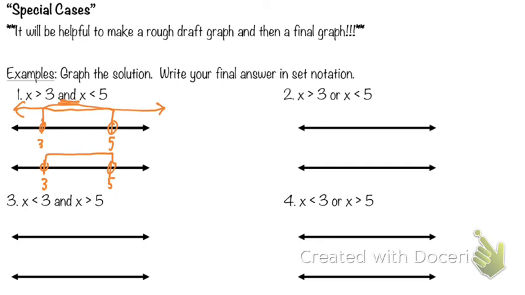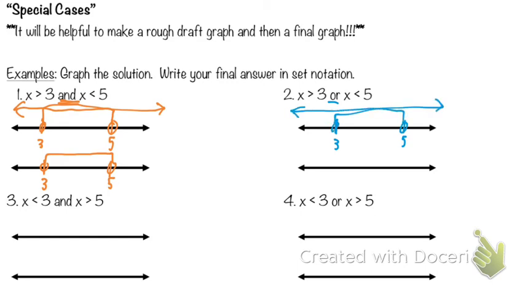This next one's going to be a little bit different, though. We notice it's the same thing. x is greater than 3, and x is less than 5, but it's "or" this time. That's going to change the world. So our rough draft actually ends up looking the same, because for our rough draft, we're just graphing what we see. So we have 3, we have 5, they're both open circles, and we know 3 goes to the right, and 5 goes to the left.